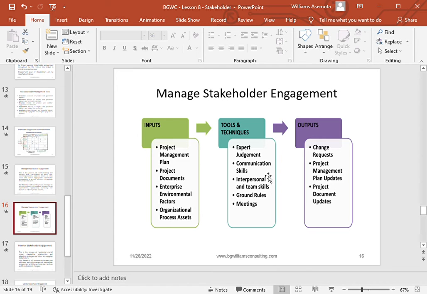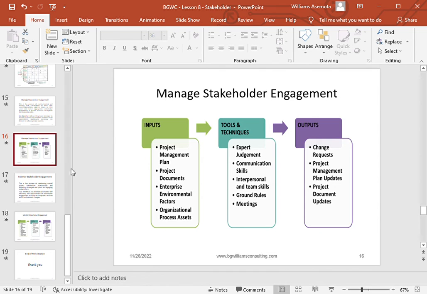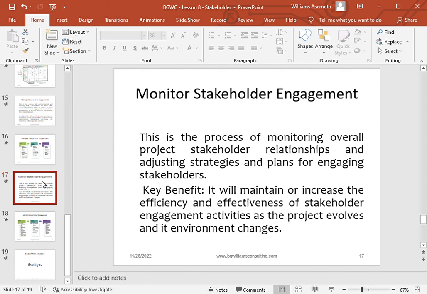So which means you must know all the communication skills, the negotiation tactics, all the discussion methods that should be used to engage all your stakeholders. Now, as we are managing the stakeholders, and discussions are going well, it is also necessary to monitor stakeholders' engagement.